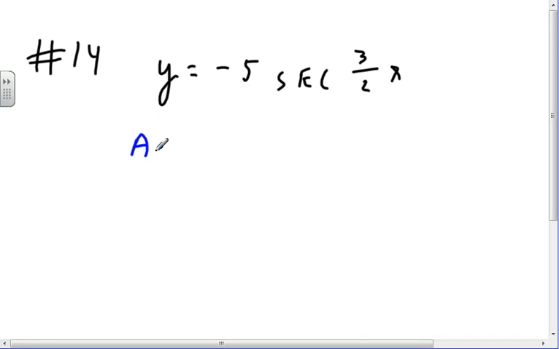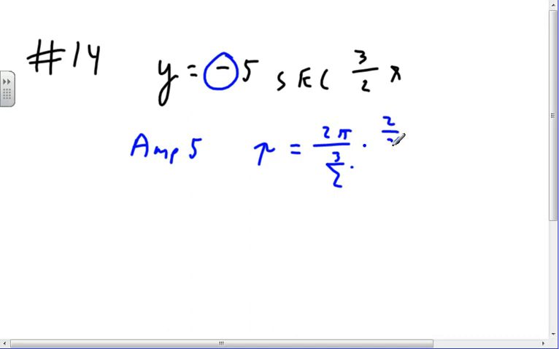The amplitude is 5, but there's a negative sign there, which means all the stuff that was on top is now on the bottom. So we'll have to deal with that later. Our period is 2 pi divided by 3 over 2. So we're going to multiply top and bottom by 2 over 3. Those guys go away, and we have 4 pi over 3 as our period.